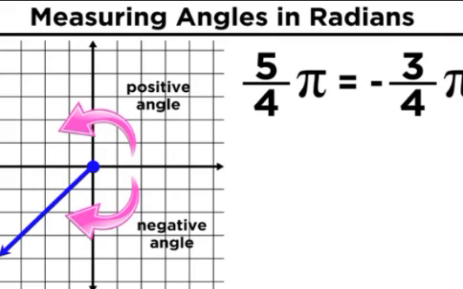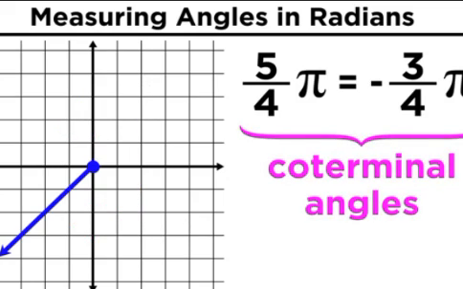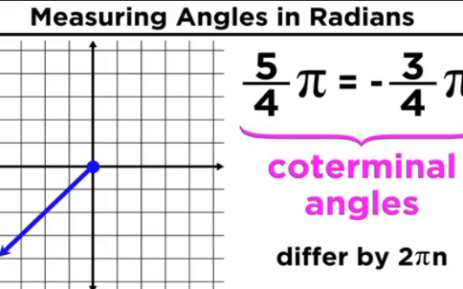We could also notice that something like 5/4 pi and -3/4 pi are essentially the same angle as well. Whenever we have two different angles that end up at the same spot, these are called coterminal angles, and they will always differ by a multiple of 2 pi radians, or 360 degrees.